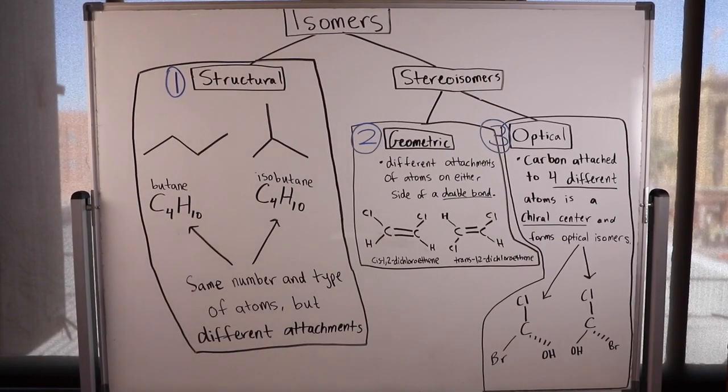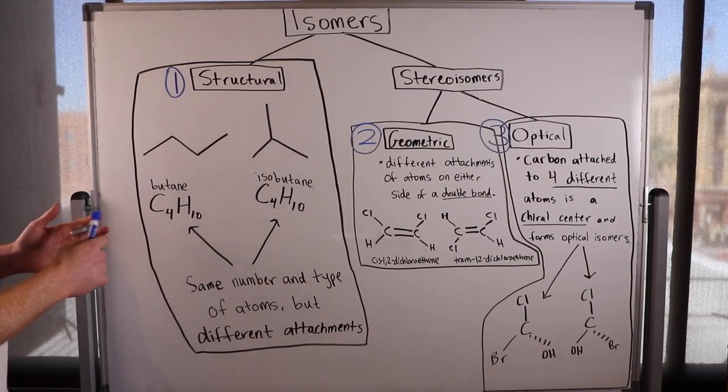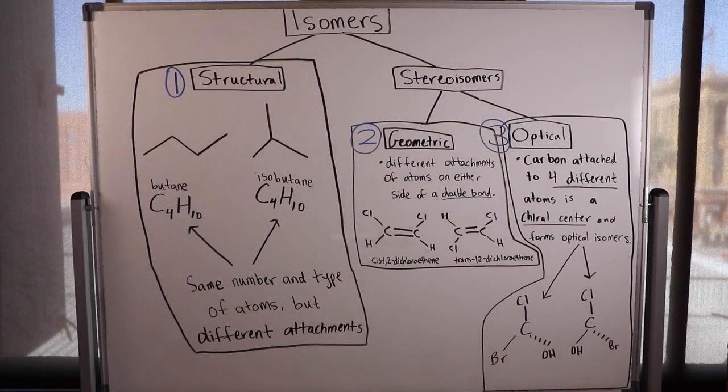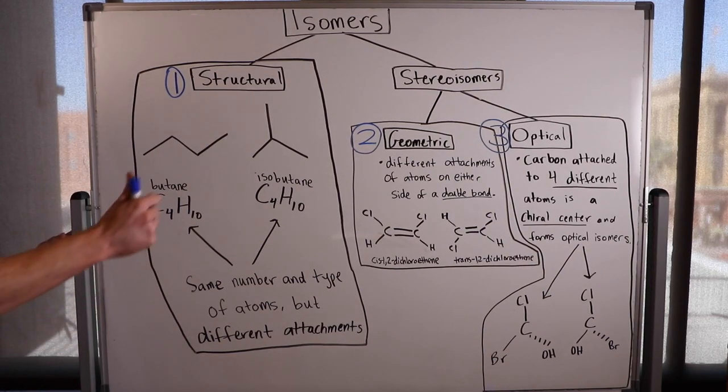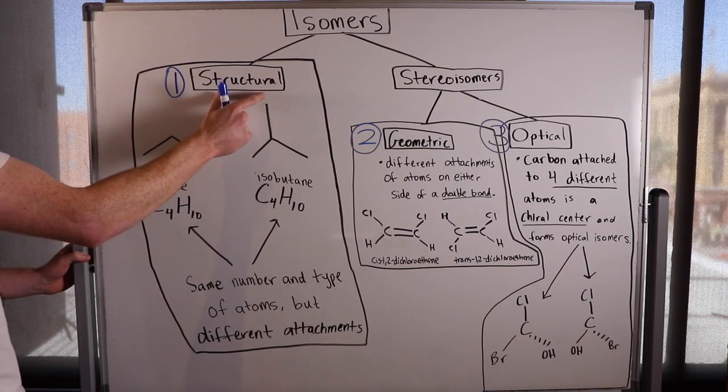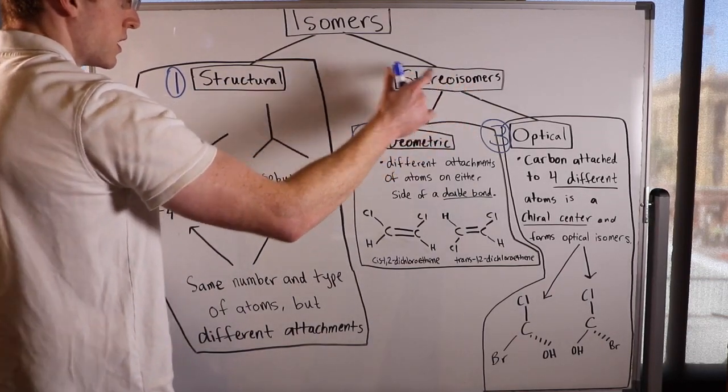All right, I want to finish this video off by discussing isomers. So isomers are actually quite interesting. It's the concept that you can have molecules that have the same molecular formula, and in some cases even the same atom-to-atom attachments, but they're actually different molecules with different properties. So how is that possible? Well, there are 2 main divisions of isomers. There are structural and stereoisomers.